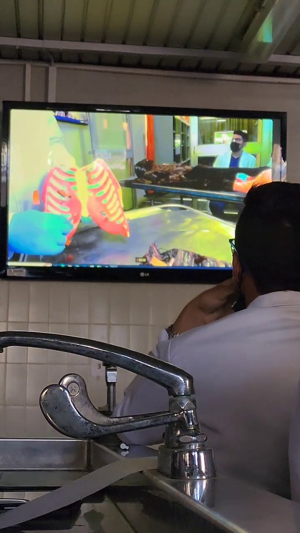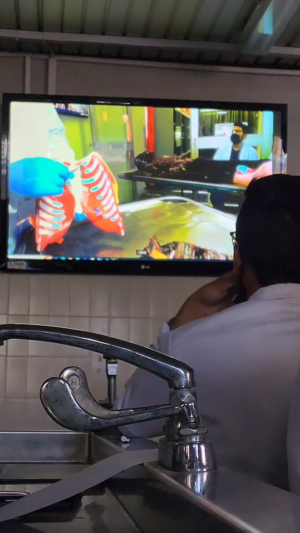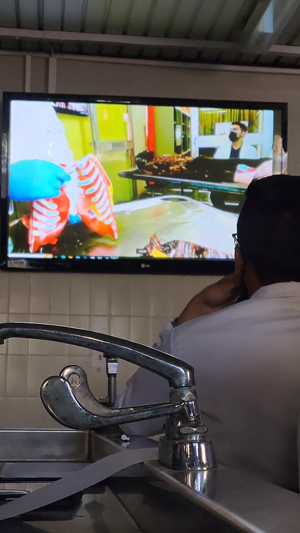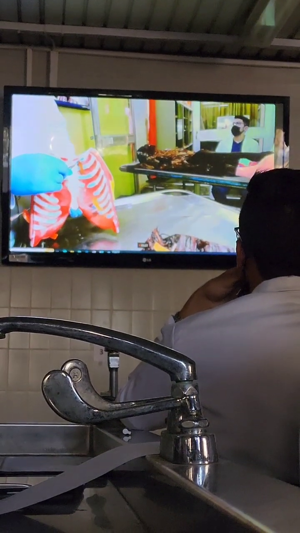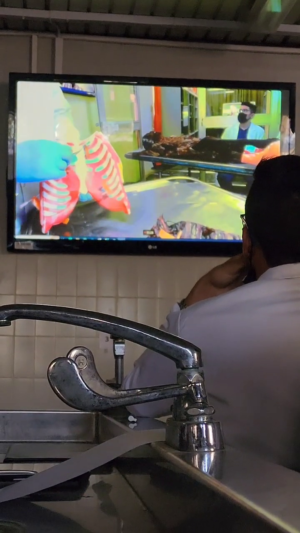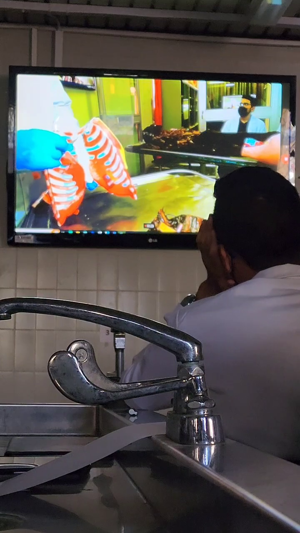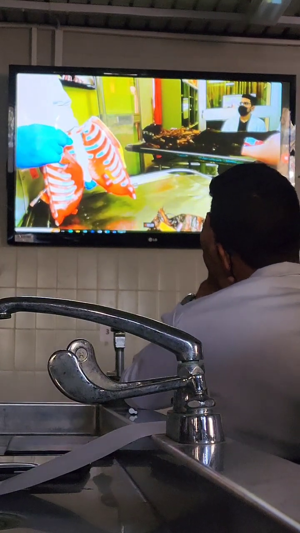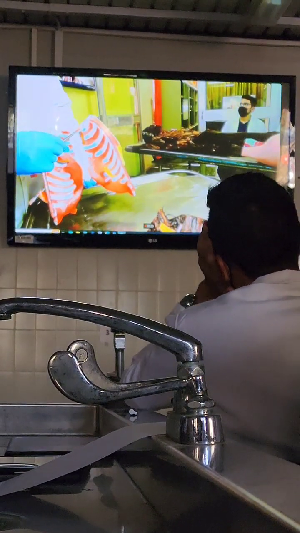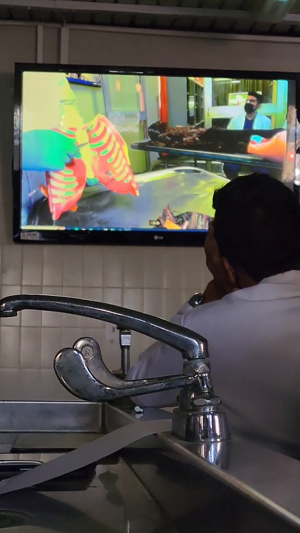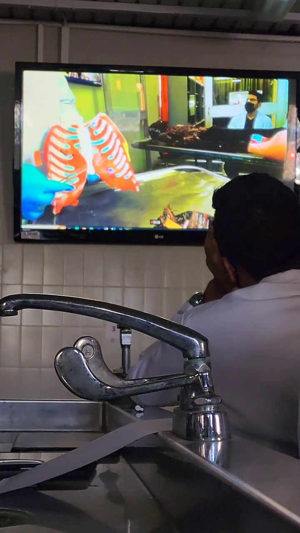Also in this sample, I'm pointing to this piece of blue colored structure. It is the first costal cartilage that articulates with the manubrium of the sternum. Above it, this is the clavicle. But this is the first costal cartilage, this is the second costal cartilage, third costal cartilage, and so on.